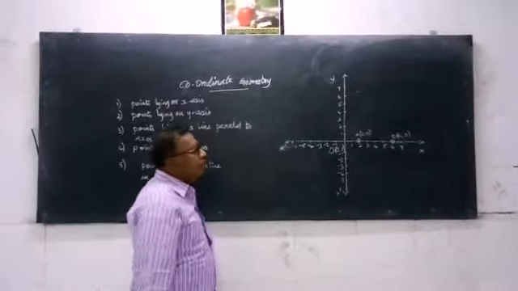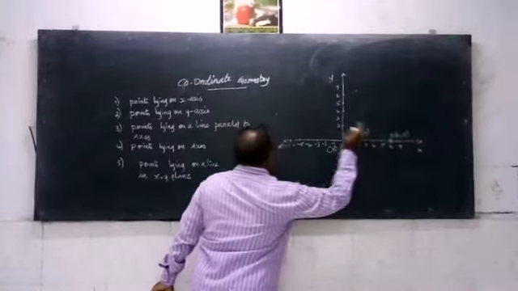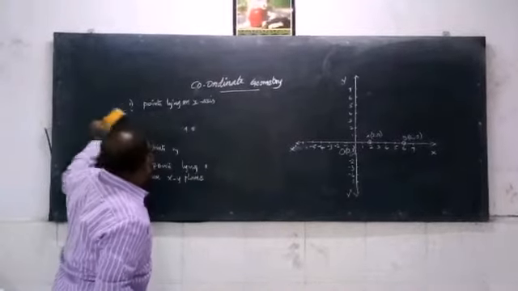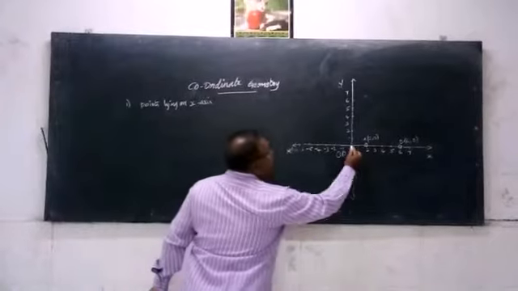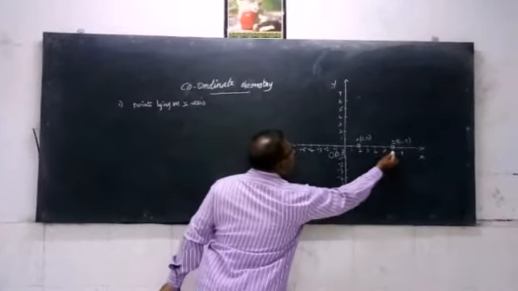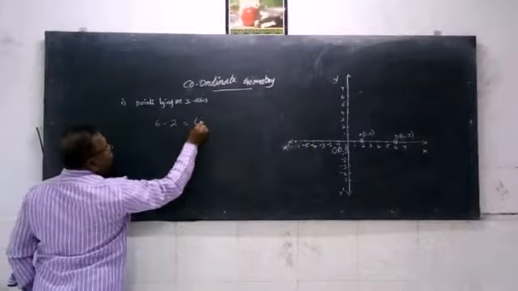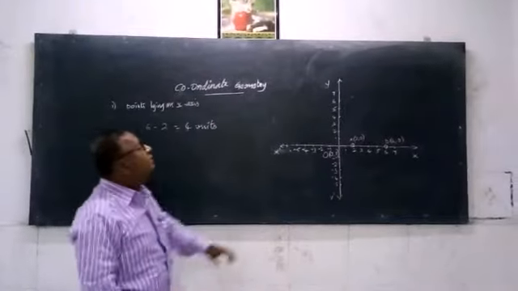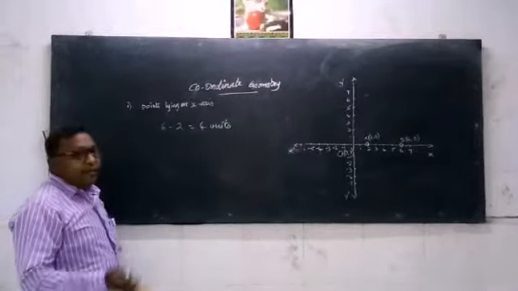Okay, now we shall try to find the distance between these 2 points, that is A and B. How to find the distance? From origin to here it is 6 and from here to here it is 2. 6 minus 2 is equal to 4 units. So this is the distance between the points A and B. Okay. Now we take another case.